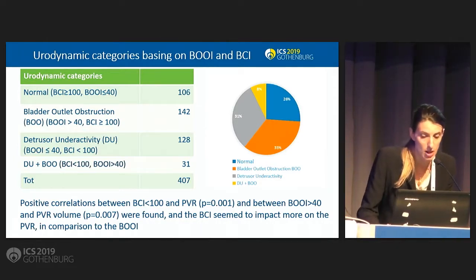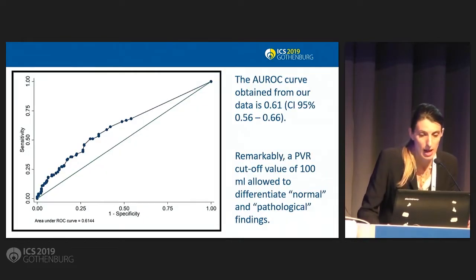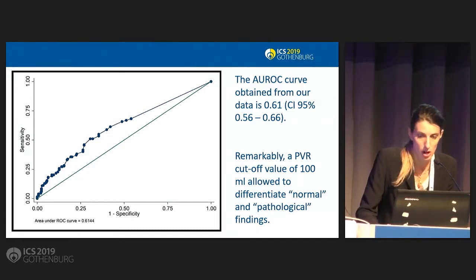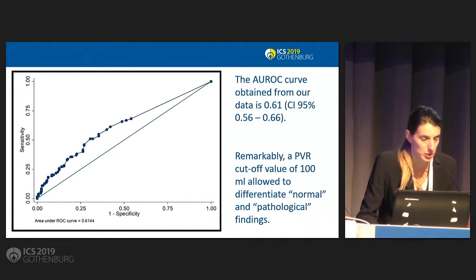Further analysis showed, though, that the bladder contractility index seemed to have a bigger impact on the PVR in comparison to the BOOI. And so we tried to define a cutoff value for the PVR that was able to differentiate patients with normal voiding from pathological findings. This is the ROC curve, and remarkably, we found that a value of 100 milliliters was quite good for doing this distinction.